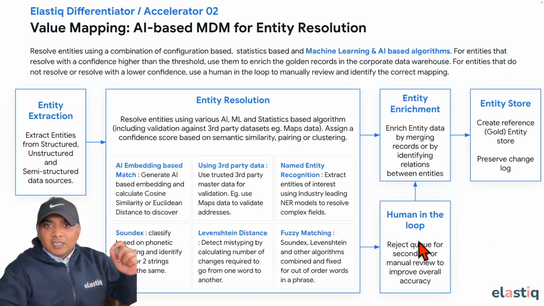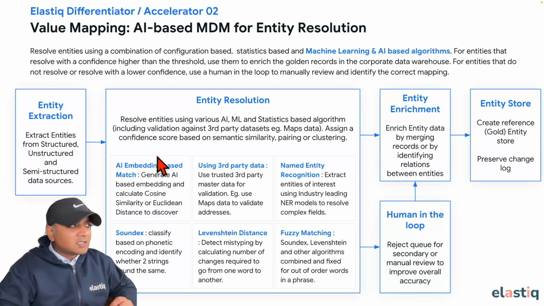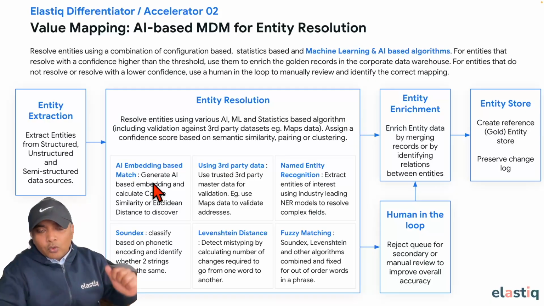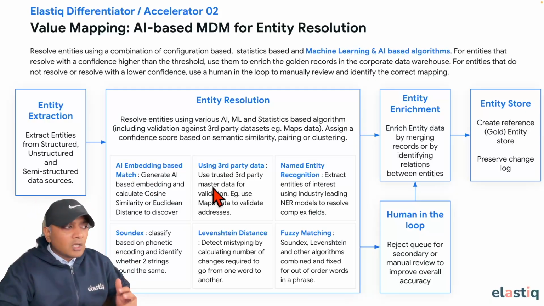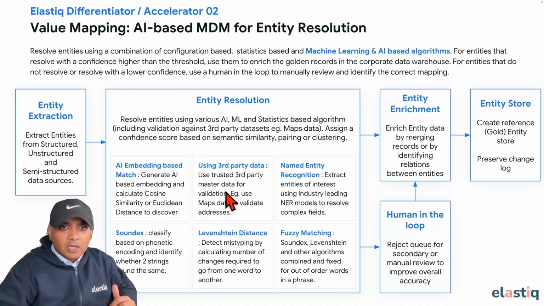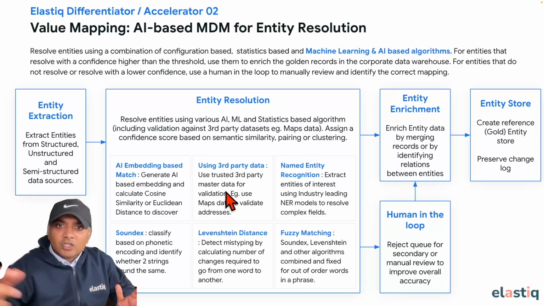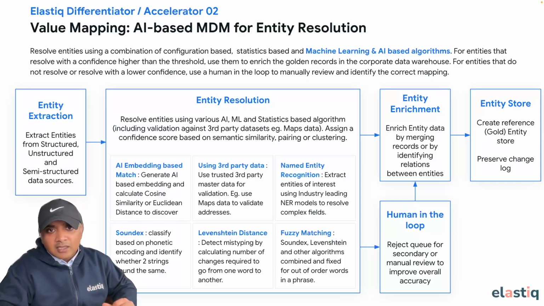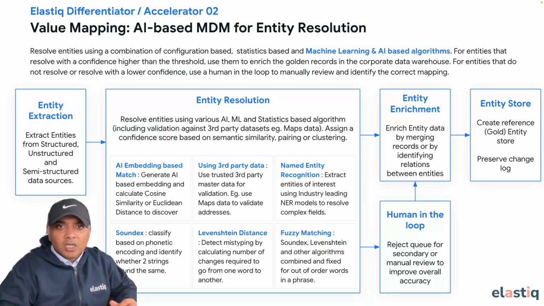To do that, this is the pipeline that we have built. You will see that there is an entity extractor that extracts the entities, and then we have this big entity resolution module that resolves all these entities. We might use an AI based embedding match approach to match the entities, or we might use third party data, for example, Google Maps data, to standardize the addresses and then try to match them. We might use named entity recognition in case of certain entity types that we want to extract, using industry leading named entity recognition models. Or we might use statistical models like Soundex and the Levenshtein distance and fuzzy matching to resolve the entities.